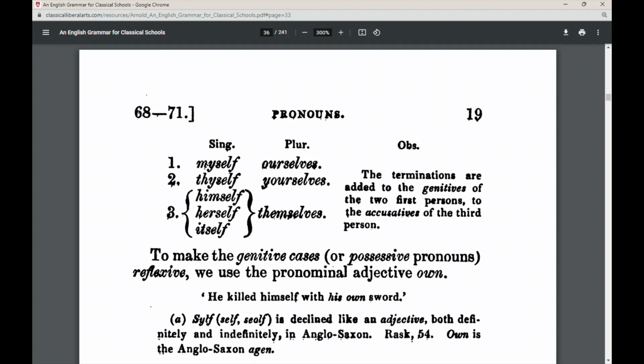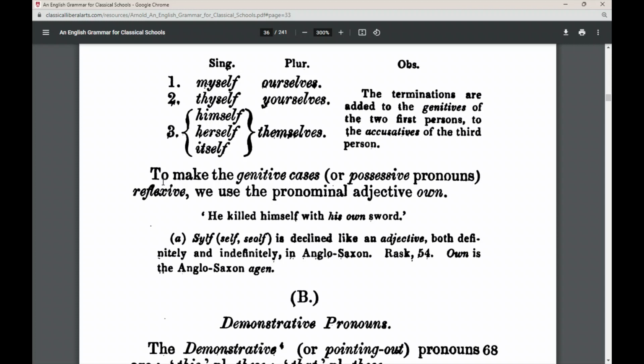In the second person, we see thyself in the singular and yourselves in the plural. And then for the third person, we see himself for masculine persons, herself for feminine persons, and lastly, itself for non-living things. In the plural, for all three genders, we see themselves. So these are the forms of the reflexive pronouns.